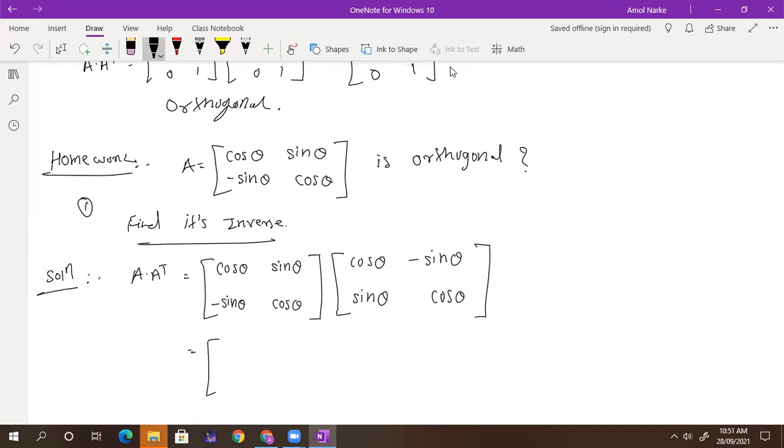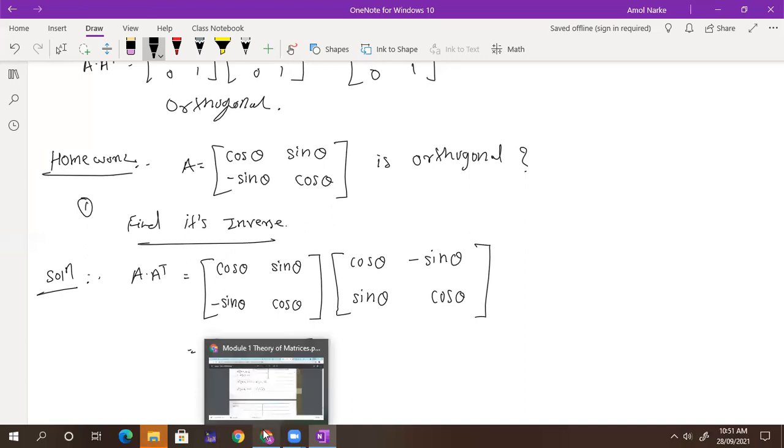So here cos square theta plus sin square theta, that is nothing but 1 you are getting. Here minus cos theta sin theta plus cos theta sin theta, it becomes 0. Here again if you multiply second row and first column, sin theta cos theta having minus sign and sin theta cos theta having plus sign, it becomes 0. Again minus sin theta becomes sin square theta, and cos theta becomes cos square theta. So from that it becomes the identity, 1.